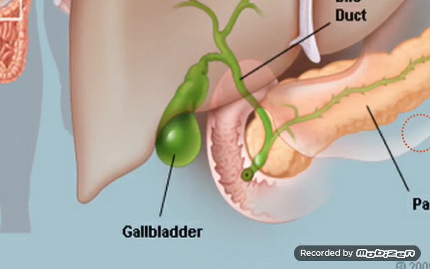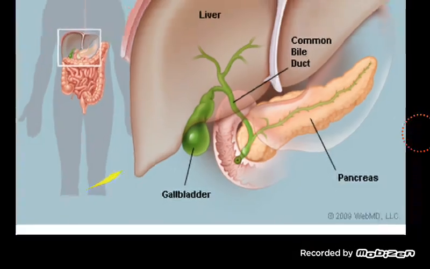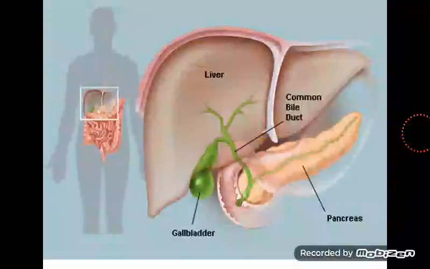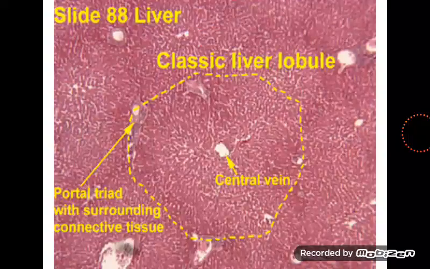All right, so please take note of this whole thing. So this is the posterior view now. So it means that this larger right lobe is further divided into two, the quadrate and the caudate lobes.